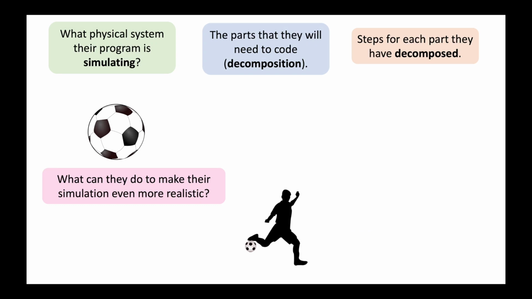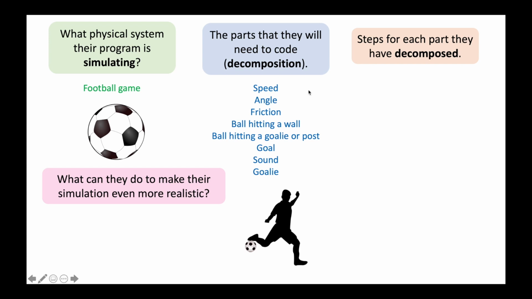So let's answer these questions to help us with programming our game. What physical system are we simulating? So it's a football game. And what parts are we going to need to code? So we have the speed, the angle, friction, the ball hitting the wall, goalie or post. We need the goal and the sound and also the goalie. The steps for each part we have composed, so that was the steps from Purple Mash.